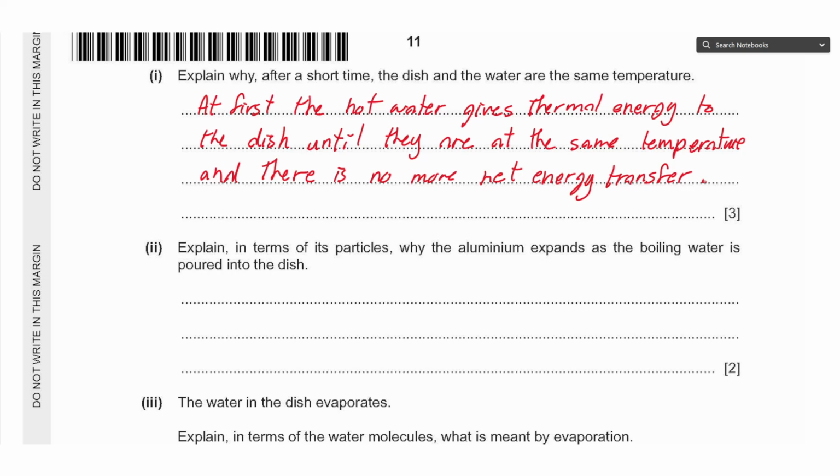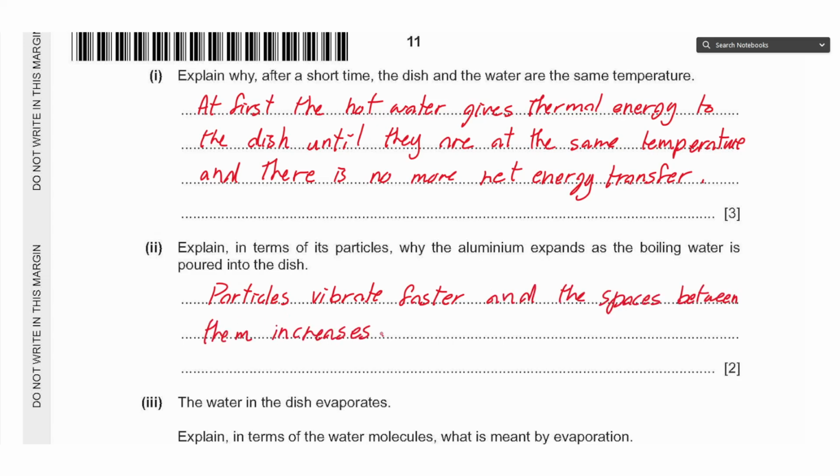Part double I says explain in terms of its particles why the aluminum expands as the boiling water is poured into the dish. So we say that particles vibrate faster since they are in solid state, and the spaces between the particles increase, but the actual particles do not get bigger.